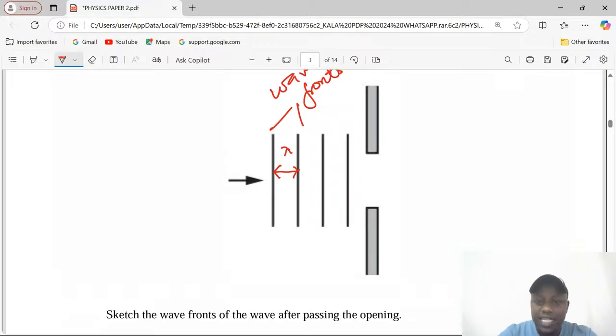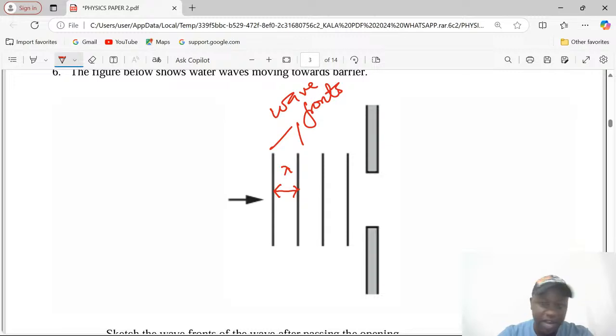Then we have the slit in the barrier, or rather the opening, the length of the opening. We usually say if the wavelength is too small for the opening, the waves are going to pass as plane waves, but with slight curves at the end. For example, this is how they will pass.